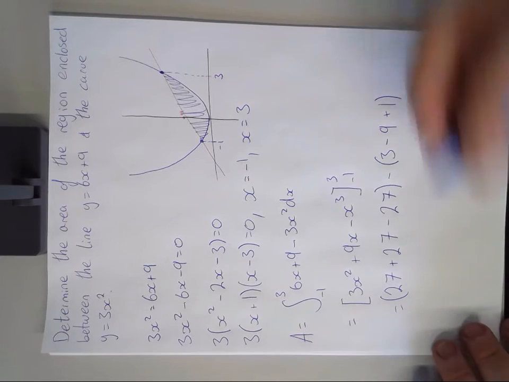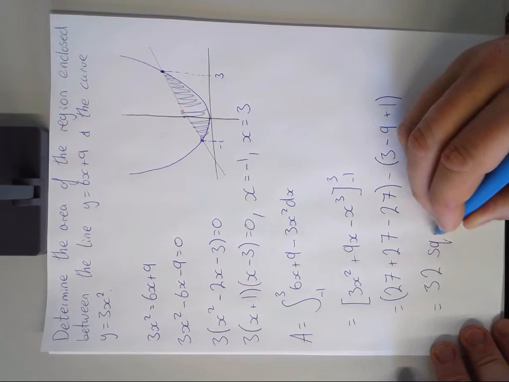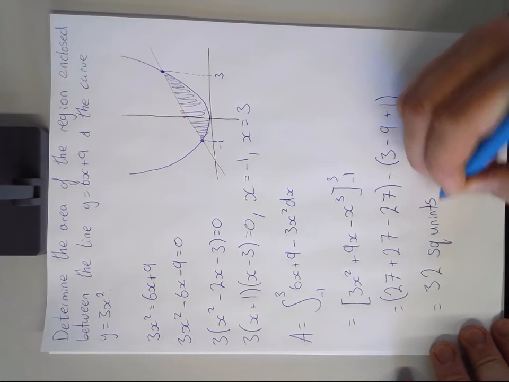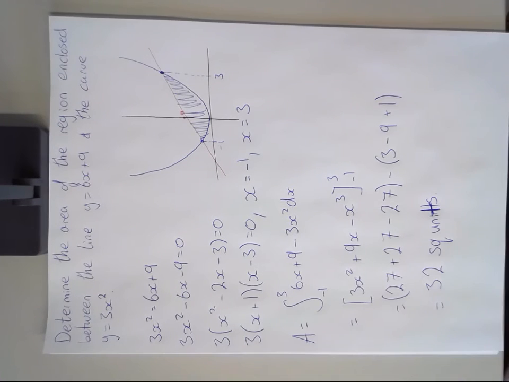Solving that, I'm going to get 32 square units. Would help if I spelled it correctly. 32 square units, or units squared depending on what you want to write.